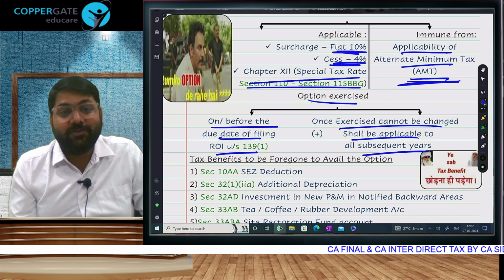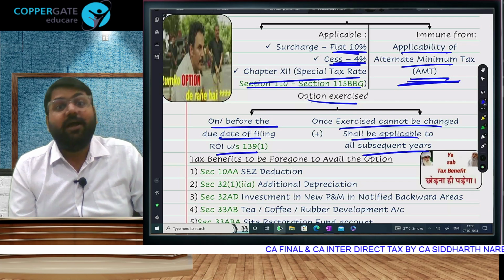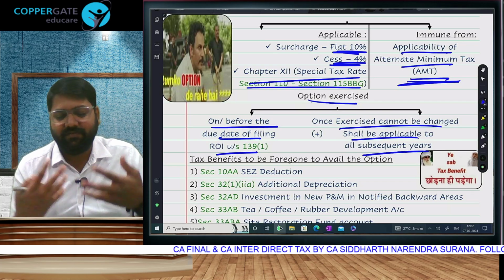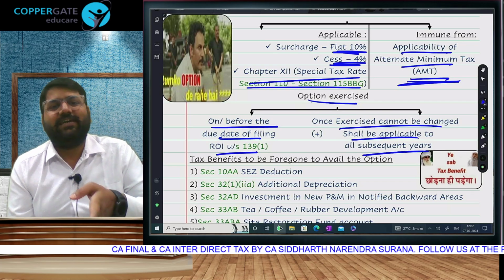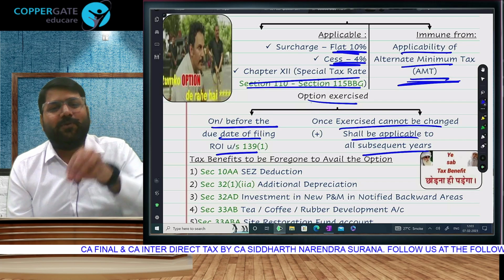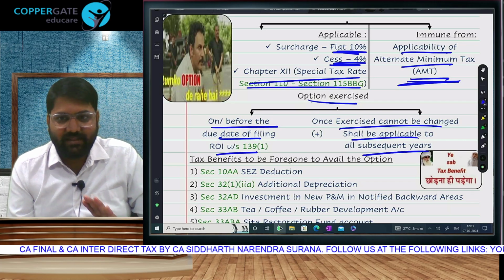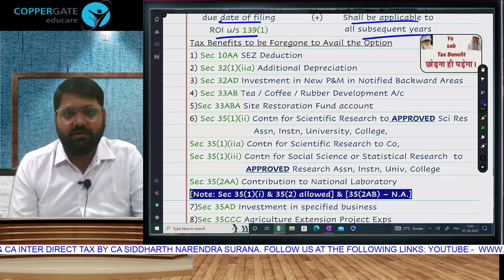In 115BAC you had the option of changing non-PGBP every year, PGBP once, but here in BAA and BAB for companies also, once taken you can never change. So from the students' perspective this is a little easier, less complicated. This is like the ICAI course: once you go from the old course to the new course, you can't come back to the old course. You will stay in new. And of course tax benefits have to be foregone here also.